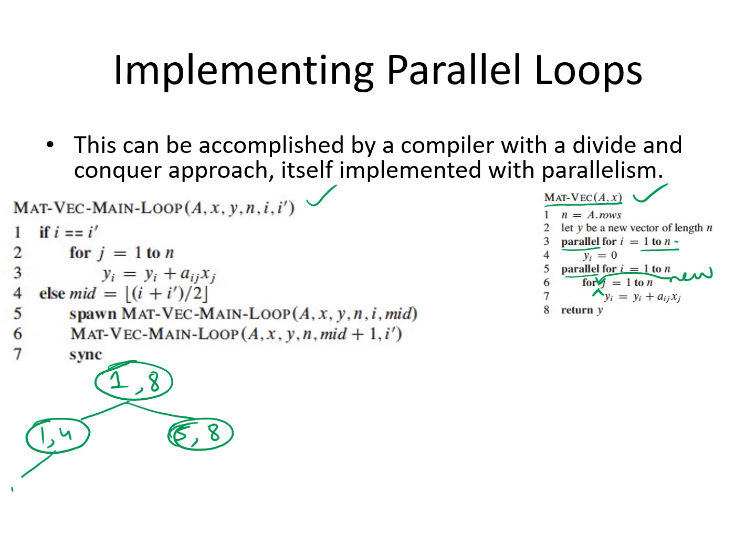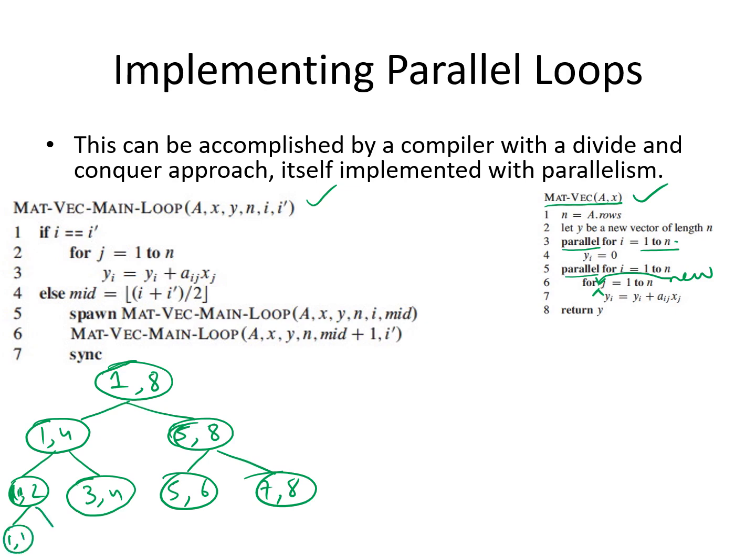Now this will recursively spawn iterations 1 to 2, and this is 3 comma 4, and let me just quickly redraw this, and this is going to spawn into 5 comma 6 and 7 comma 8, and this keeps going. So this 1 comma 2 breaks down to 1 comma 1, and then 2 comma 2, and so forth. Similarly, this breaks down into 7 comma 7 and 8 comma 8. This is where each loop has just one iteration to go. This is where the actual work will happen.